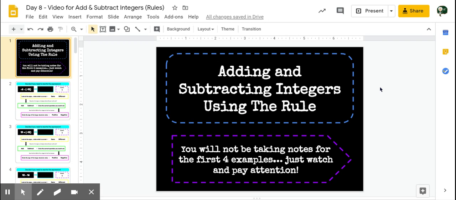So for the first section here, just like last time, these four problems I'm going to be doing as an example. I'd like you to watch, to pay attention to see how we use these rules and how we can use these slides to help us. And then you're going to be asked to do some examples on your own. So there's nothing for you to write down right now. I just want you to pay attention to what we're doing.